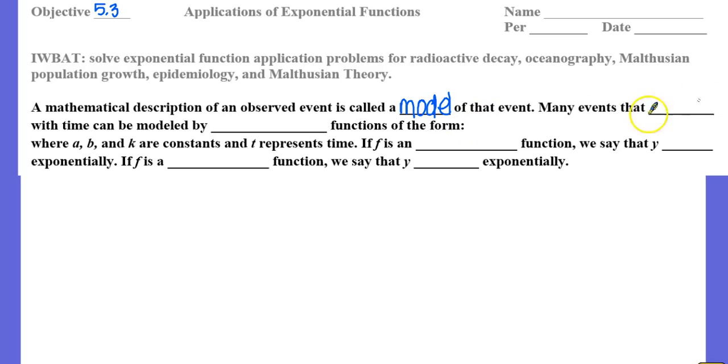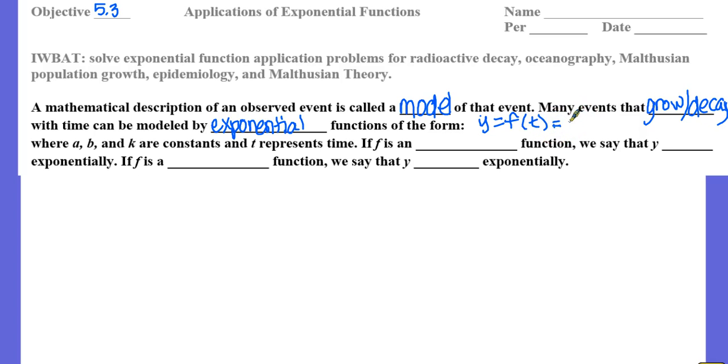So this is just an explanation of the math that goes with the experiments. Many events that grow or decay over time can be modeled by an exponential function, in the form y is equal to the function of t, or the function of time, on whatever it is that you're observing.